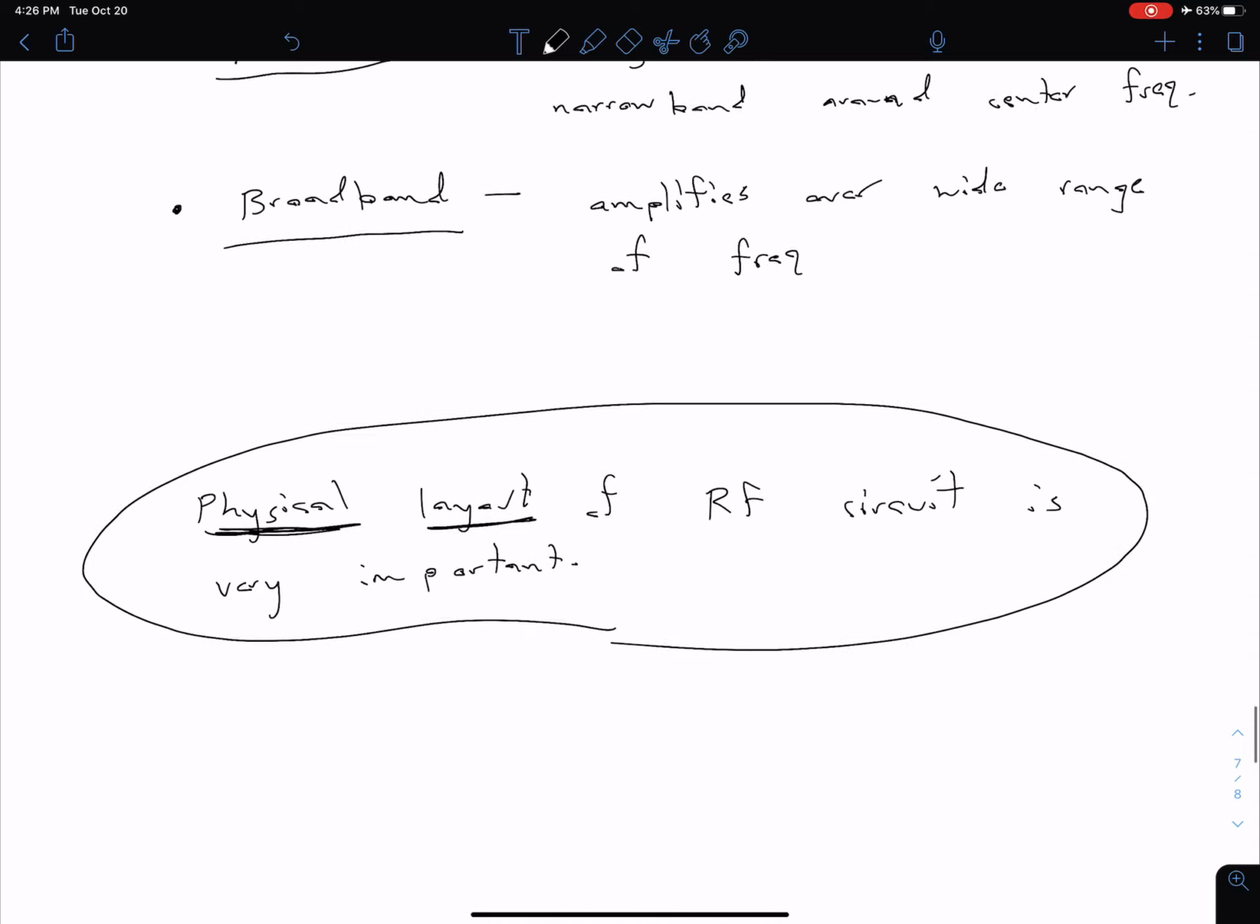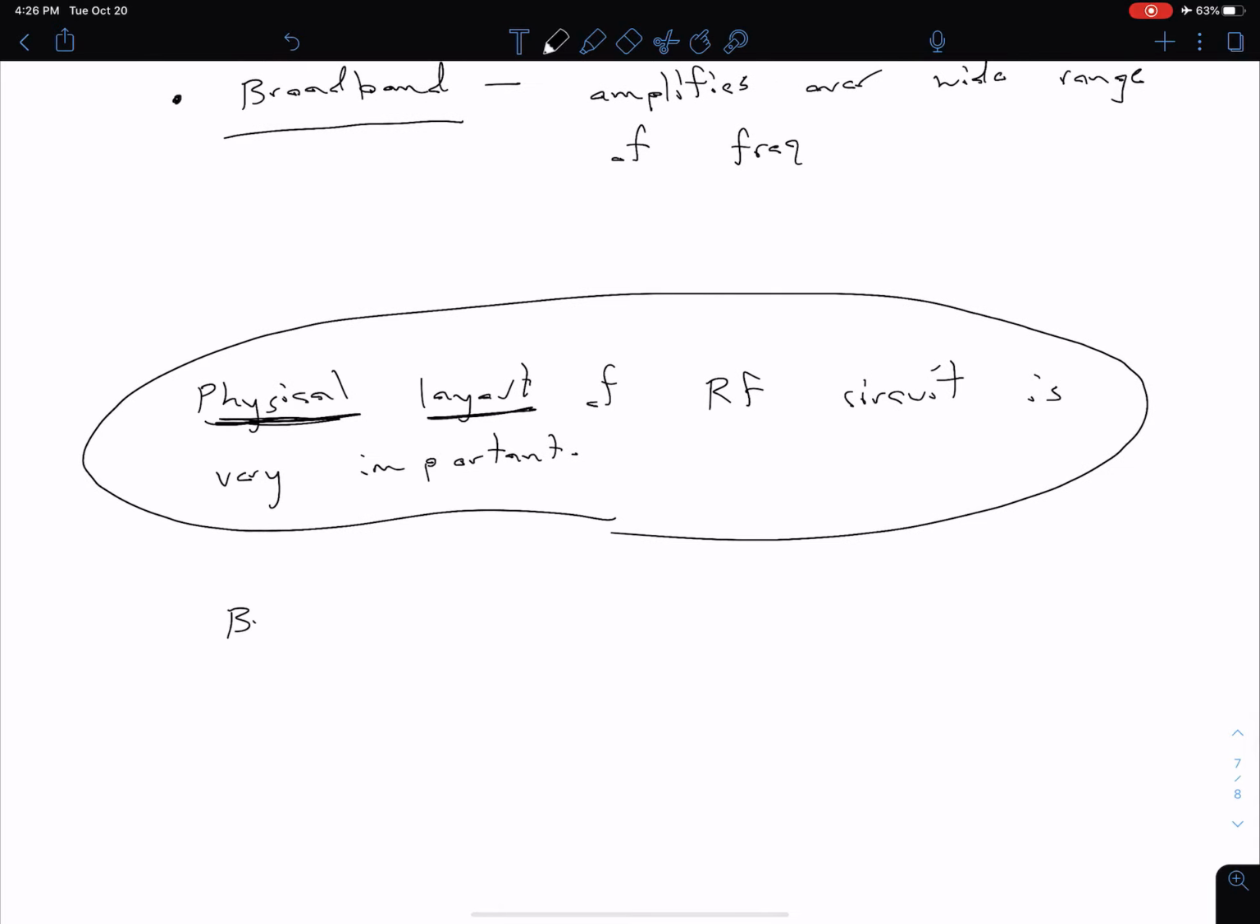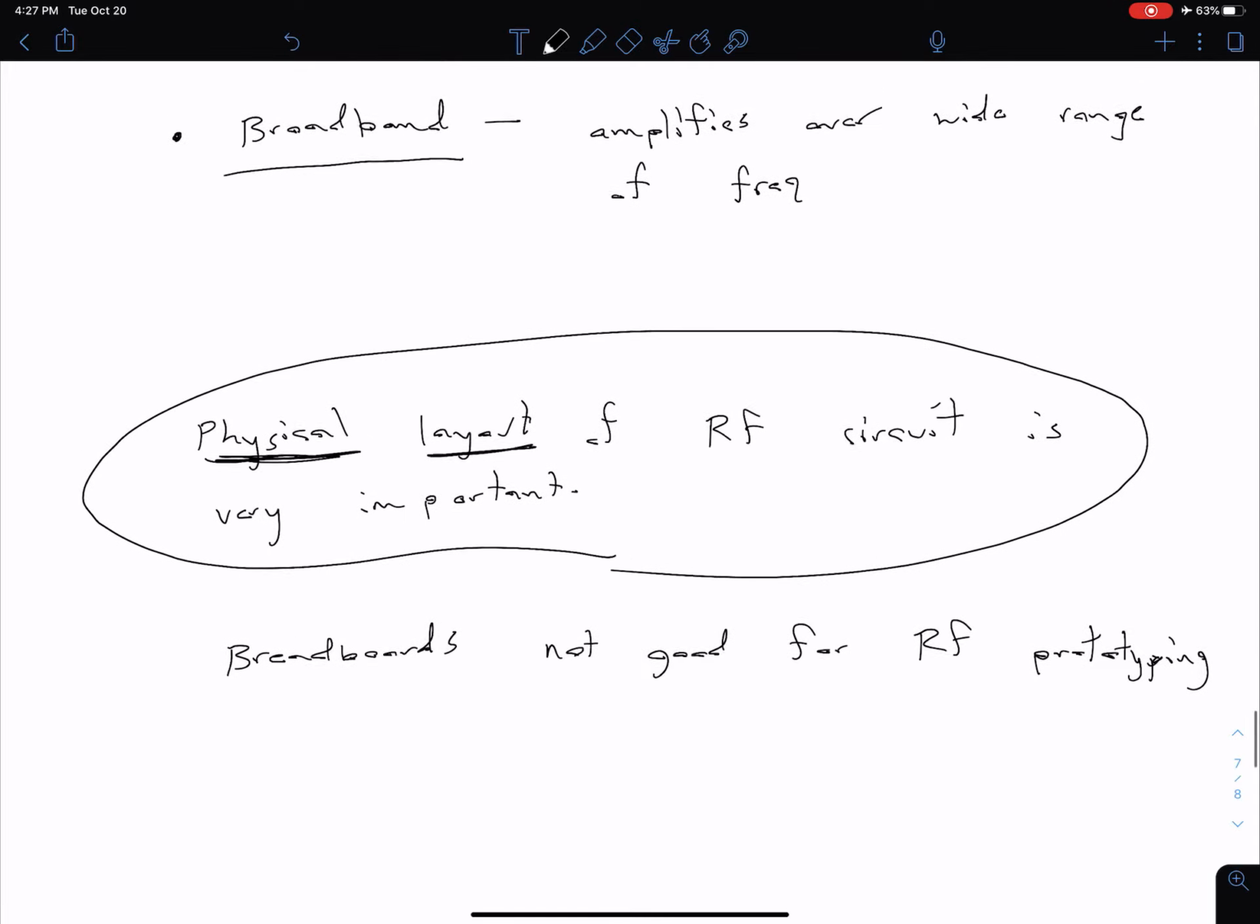But the main takeaway is that this physical layout of our circuit is very important, so we want to keep that in mind. Another thing to keep in mind is that typically breadboards are not good for prototyping RF circuits. The reason is that we have a lot of stray and distributed capacitances at these interconnections, so we don't want that interfering with our intended capacitances and function of our amplifiers.